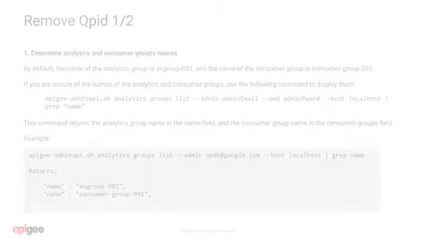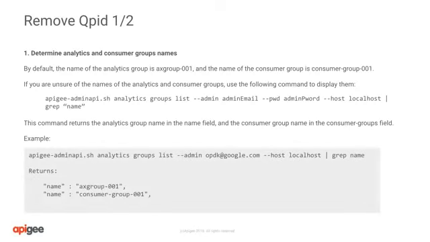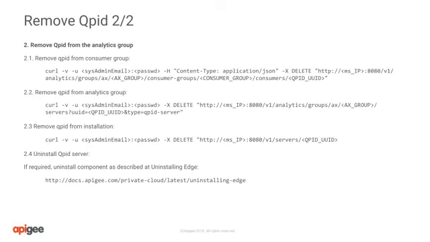Next, we're going to look at how we remove Cupid nodes. Again, we go through the process described during adding nodes to determine the analytics and consumer group names. We use the server API call on the Cupid server we're removing to get its UUID to use in the next steps. Now we have the group names and the UUID.